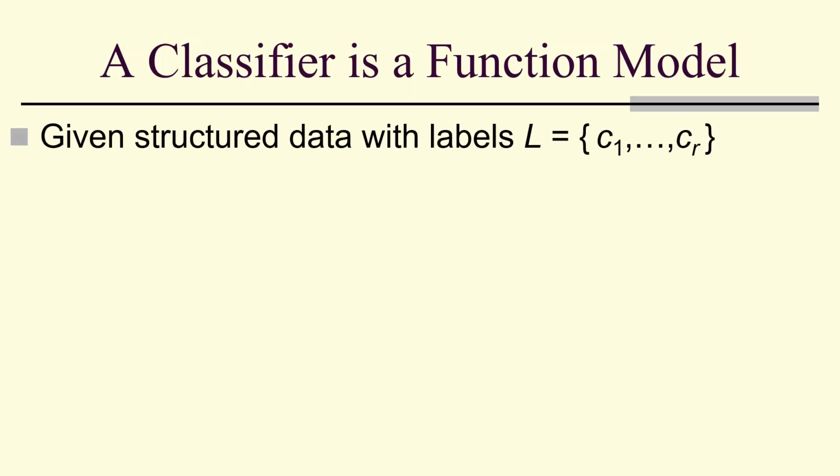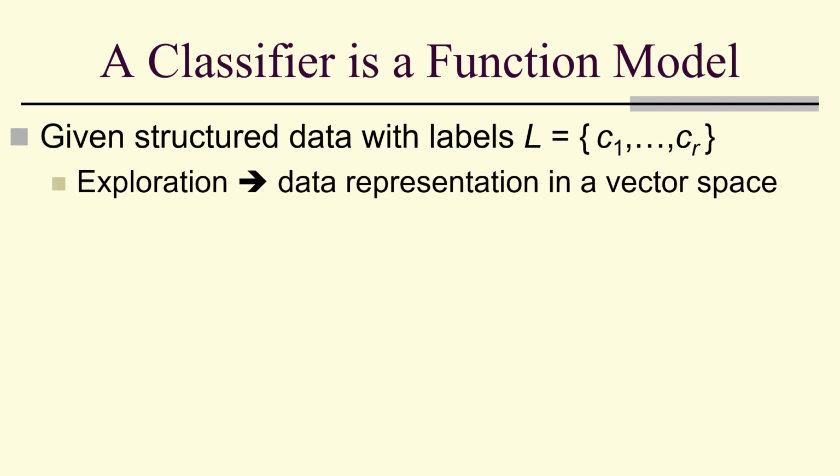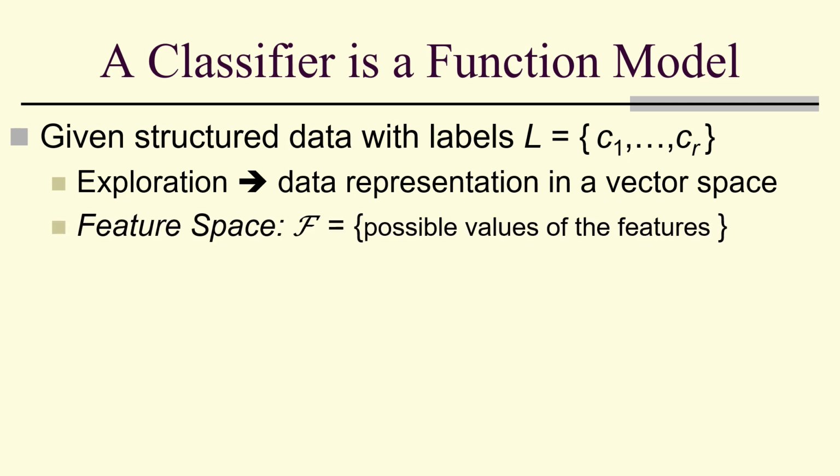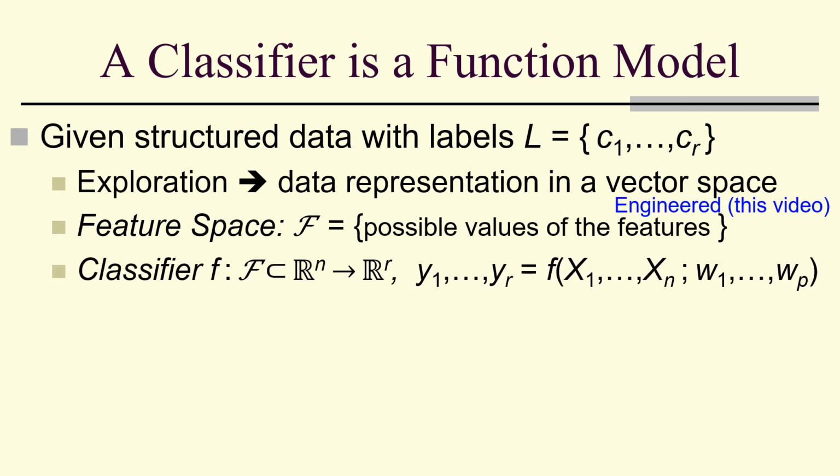Given structured data with labels L equals C1 to CR, those are the class names. Exploration gives us a data representation in a vector space. The feature space is script F, the set of all possible values of the features. They'll be engineered, and we'll see in this video. A classifier is then a function mapping the feature space, which is a subset of a vector space, to another vector space, the response vector space, given by this functional form, with weights as parameters.